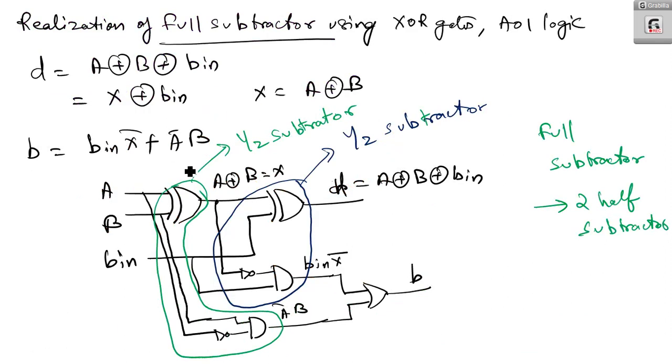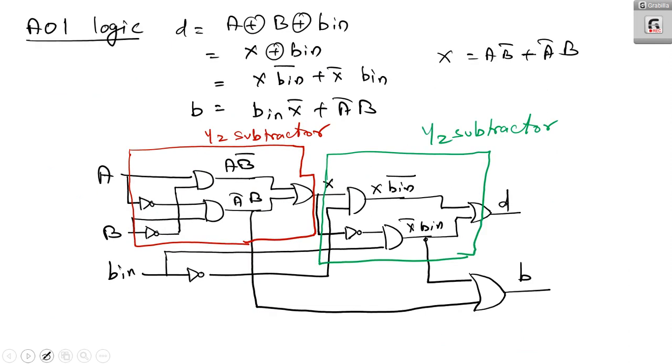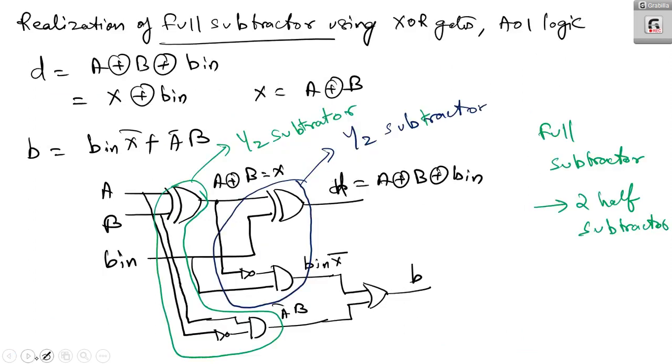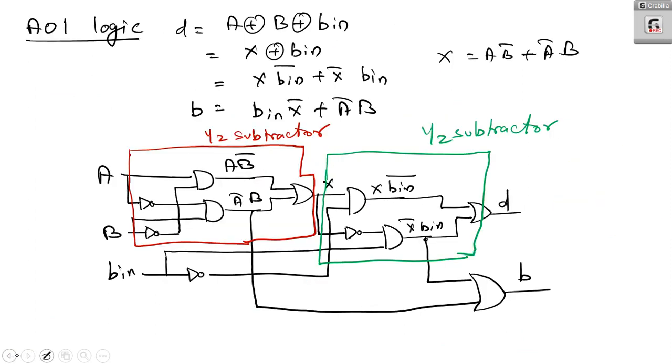Then realization of this full subtractor using XOR gates is done, as well as realization using AND or invert logic. From these two circuits, it is clear that a full subtractor is basically a combination of two half subtractors. With that I am ending this lecture, and in the next lecture, lecture number 52, we will deal with realization of the full subtractor using NAND gates only. Thank you.